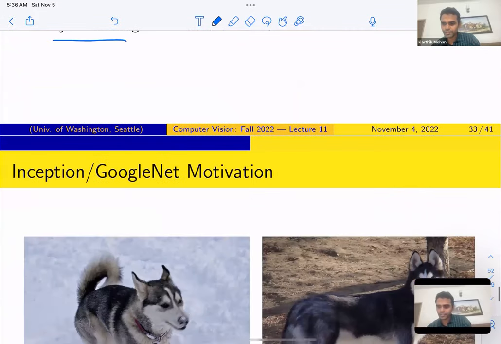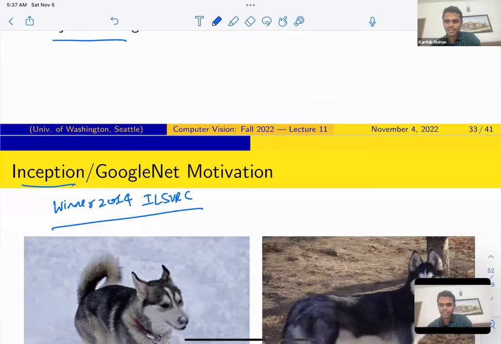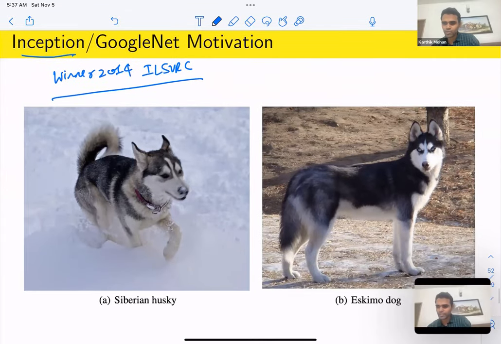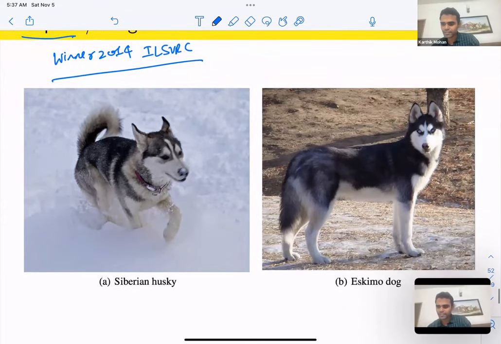So then who was the winner? Well, the winner was Inception or GoogLeNet. This was the winner for the 2014 ILSVRC challenge. And the motivation for Inception or GoogLeNet was this one. A couple of the classes in the 1,000 classes that ImageNet has were the Siberian Husky and Eskimo Dog. Even to a human, these look the same, right? If you looked at these two images, you might say, I think both of them look like Husky. But actually, ImageNet says they are different classes. One is a Siberian Husky and one is an Eskimo Dog.